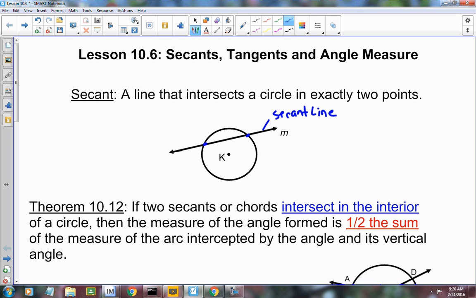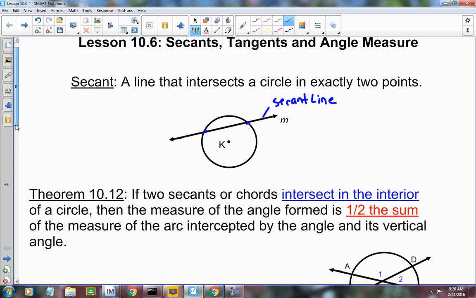And we have three basic scenarios that we're going to talk about today. We're talking about the angles created by secants and tangents. The three different scenarios are when we have two secants that intersect inside the circle, a secant and a tangent that intersect on the circle, and then a secant and a tangent, or two tangents, or two secants that intersect outside the circle. So we have three different scenarios that you need to be familiar with.